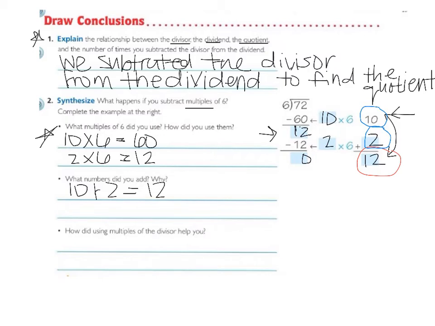And how did using multiples to use the divisor help you? Well, it helped us go much faster. Instead of taking out 6 and 6 and 6 and 6 and 6 and 6 12 times, we took 10 groups out at once and then 2 more groups left over and got the same answer. So, using multiples sped us up.